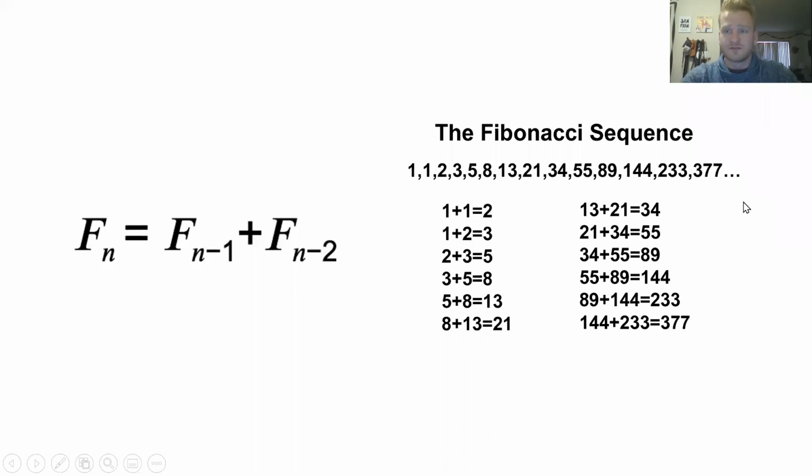We all know that the Fibonacci sequence is defined by f of n equals f of n minus 1 plus f of n minus 2. It always starts off with 1, 1. Then to get the next index, you add the last two together. So 1 plus 1 is 2. Then you have 2 and 1. 2 plus 1 is 3. Then you have 2 and 3. 2 plus 3 is 5, and so on.